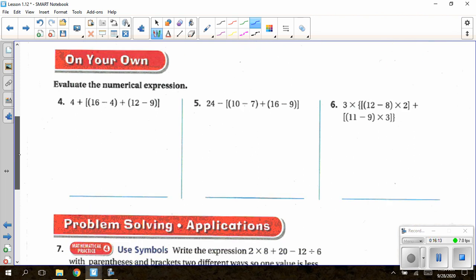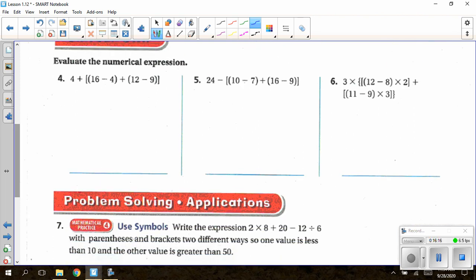For question number 4, it says to still evaluate those numerical expressions. Working from those innermost grouping symbols first, we have our 16 minus 4 and our 12 minus 9. So 16 minus 4 does equal 12. 12 minus 9 equals 3. Bring down the plus sign and the brackets. And your final step would obviously be the plus 4. So then, work in the brackets. I have 12 plus 3, that equals 15. Bring down that plus 4 to get a final answer of 19.